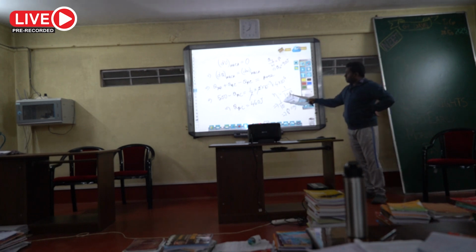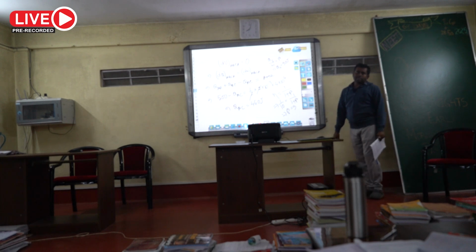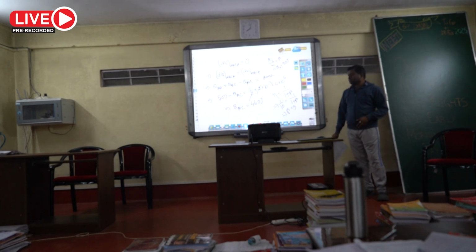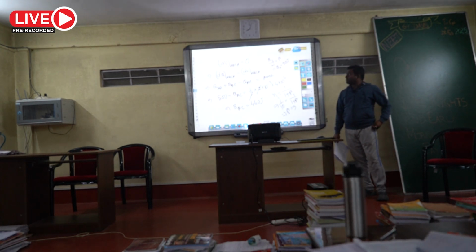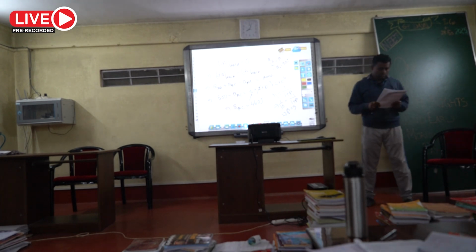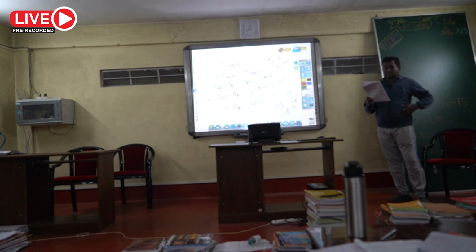Relation between efficiency and coefficient of performance, that is eta equal to 1 by 1 plus beta. So from that, eta is given 1 by 10, from that we calculate beta, that is 9, the coefficient of performance. Then Q2 by W is the coefficient of performance, W is given, find Q2. This is the amount of energy absorbed by the reservoir at low temperature.